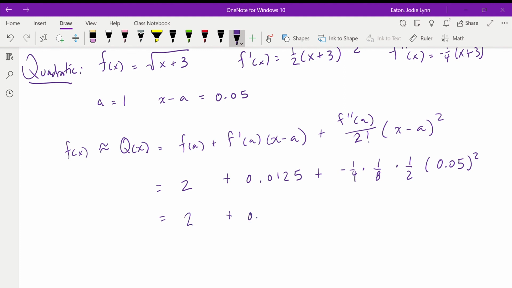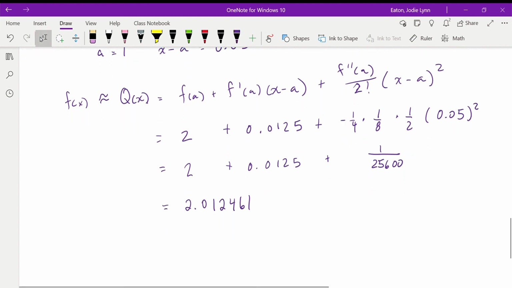So this is equal to 2 plus 0.0125 plus 1 over 25,600. And that ends up being equal to 2.0124661, and you can see that is even more accurate. That's actually accurate now to actually 6 decimal places, which again, pretty impressive.